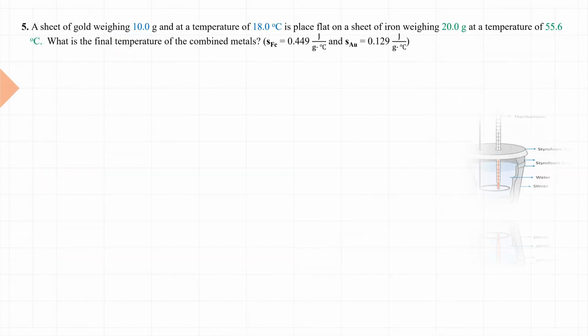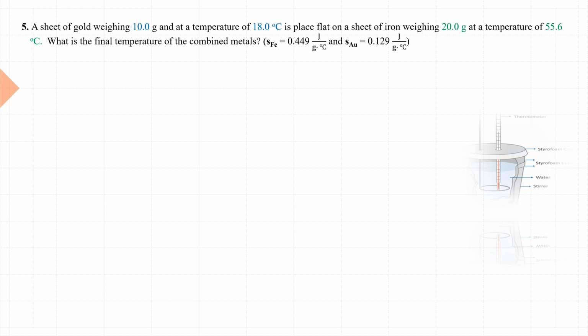Question number 5. A sheet of gold weighing 10 grams at a temperature of 18.0 degrees Celsius is placed flat on a sheet of iron weighing 20 grams at a temperature of 55.6 degrees Celsius. What is the final temperature of the combined metals?